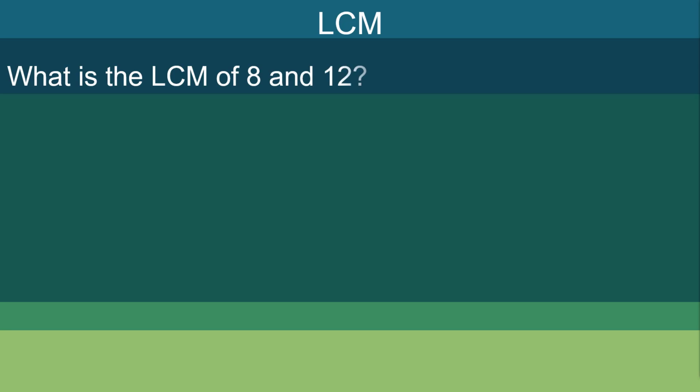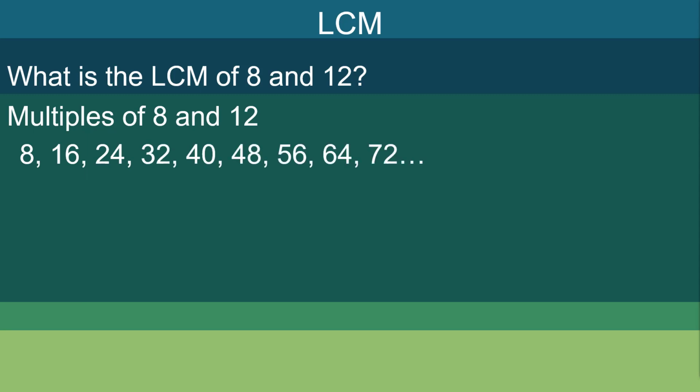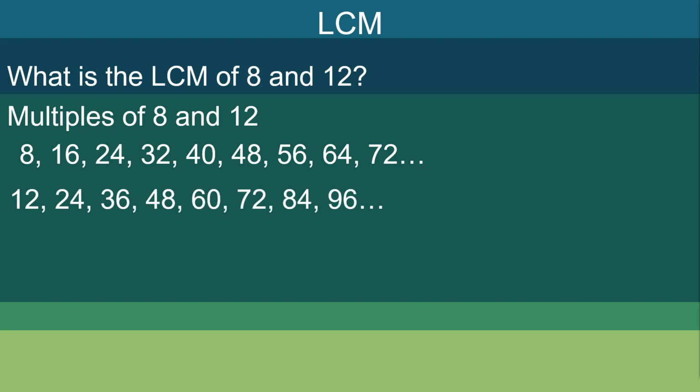Let's start with a simple question. What is the LCM of 8 and 12? There are 2 ways of doing this. We can list down all the multiples of 8 and 12. The multiples of 8 are 8 ones are 8, 8 twos are 16, 8 threes are 24, and so on. The multiples of 12 are 12, 24, 36, 48, 60, 72, 84, 96, and so on.